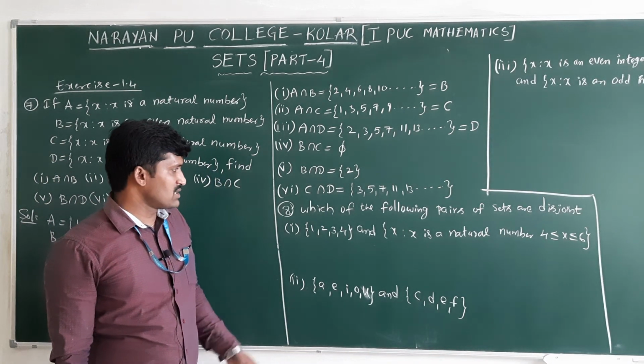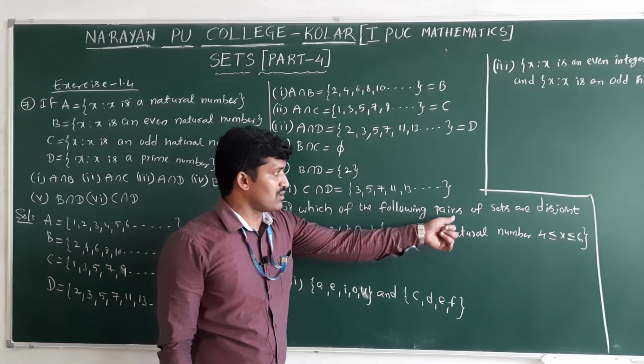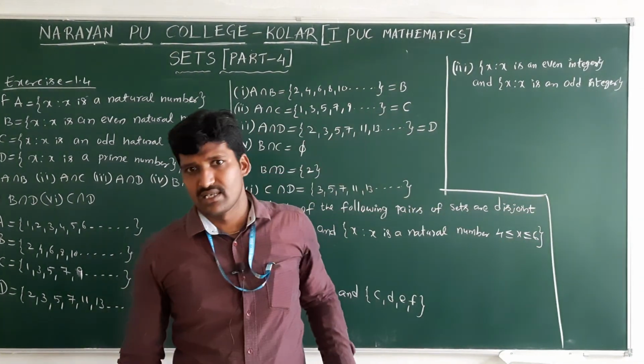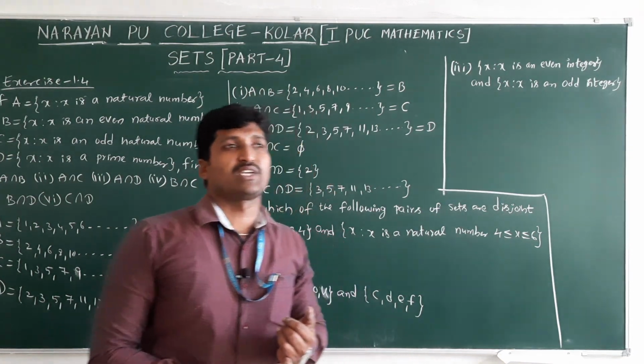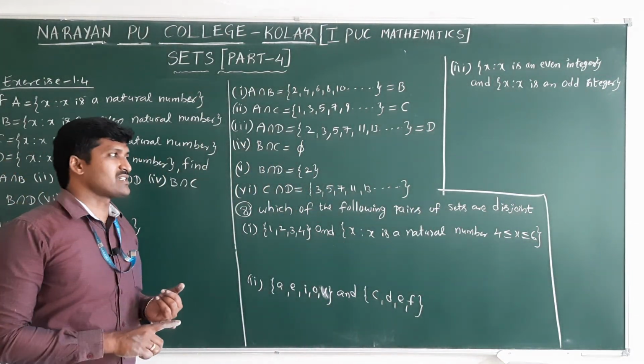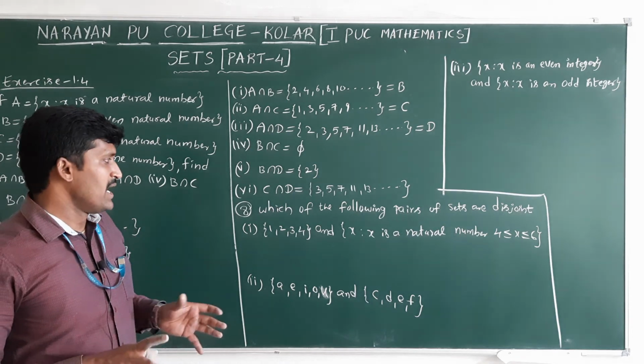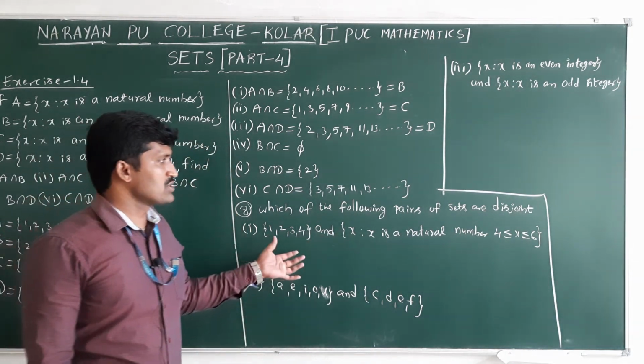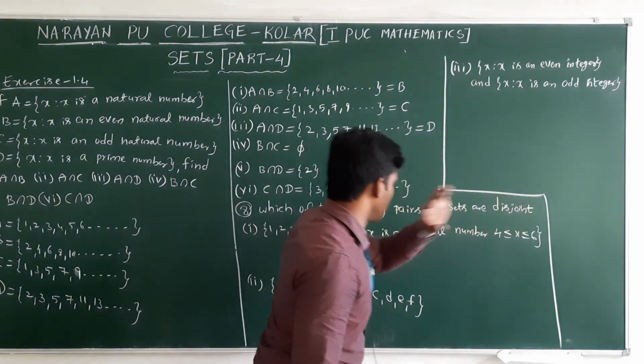So, question number 8. Which of the following pairs of sets are disjoint? The disjoint definition was already given: if any two sets A and B are disjoint, A intersection B is phi, empty. If the intersection between two sets is the empty set, we call those sets disjoint sets.